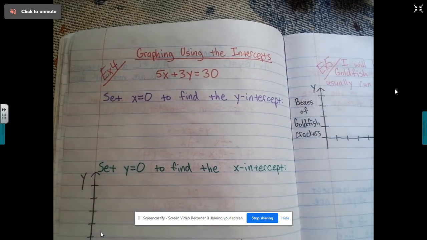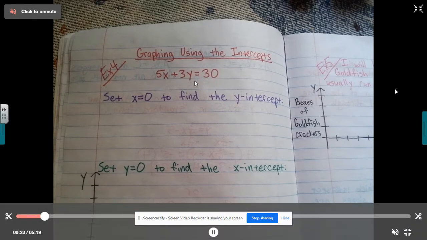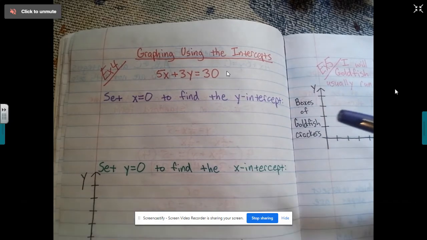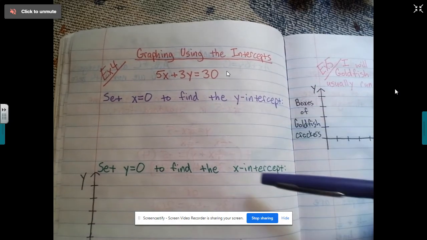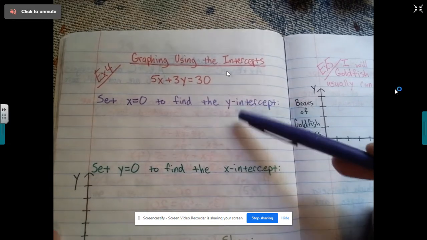So this is probably most useful in cases like maybe you're given the standard form equation of the line like we have here, 5x plus 3y equals 30. And we want to find the intercepts to graph. So here's how you would do it.